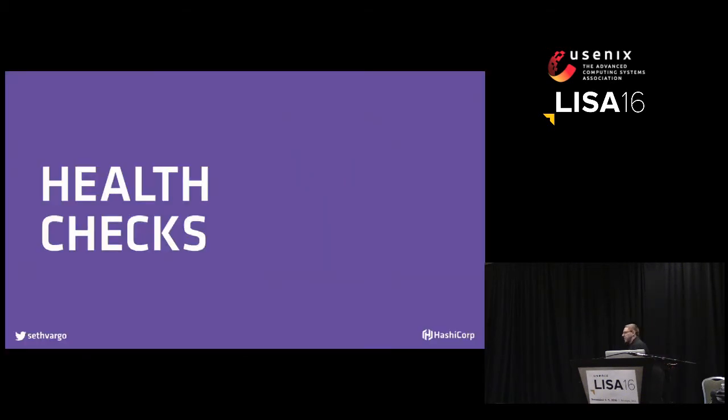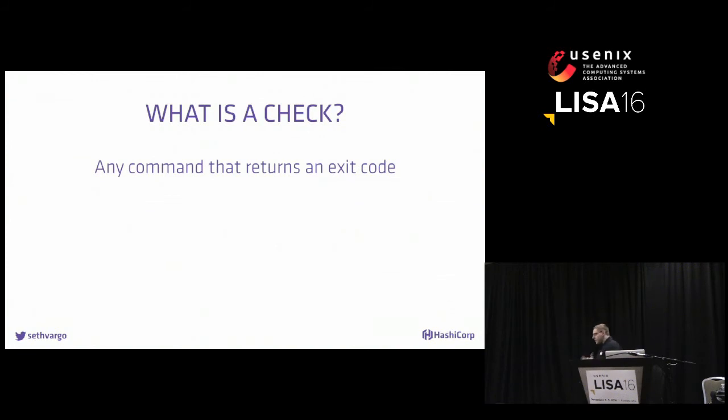So let's talk a little bit more about this health checking thing. What is a health check? Well, a health check is just any command that returns an exit code. So a bash script, an HTTP call, a curl, whatever it might be. If the exit code of that command is zero, it's passing. If that exit code is one, it's warning. And if it is any other value, positive or negative, it's failing. So Consul's health checks are actually a trinary state, not binary. They're not just passing or failing. There's this warning state. And this is important when you start talking about host-level health checks, because something like disk space or CPU or RAM is not a binary operation, right?